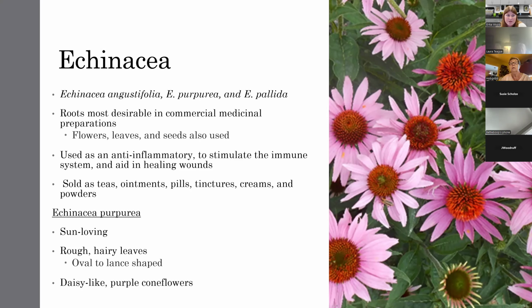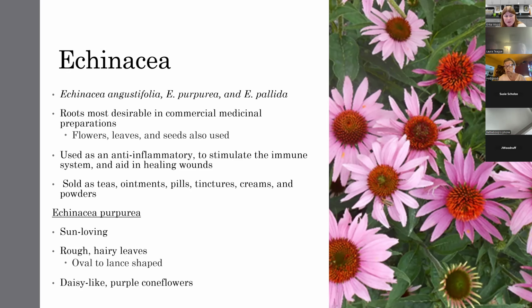Why is it used? Again, you're going to see a trend with a lot of these plants. Anti-inflammatory properties, helps to stimulate and boost the immune system, even helps aid in healing of wounds. Even though we may use this more as a pill, you can also commonly see this in creams, powders, even a type of tea as well. Primarily Echinacea purpurea is the main one we're seeing used in a supplement.